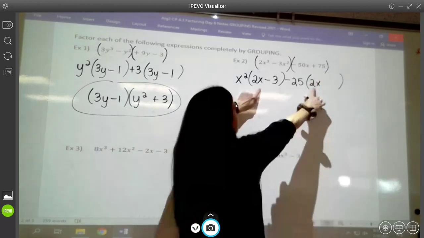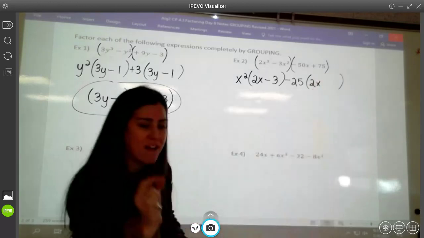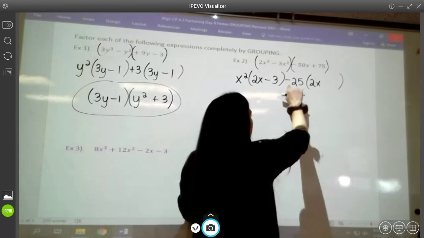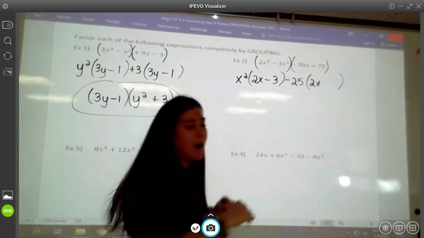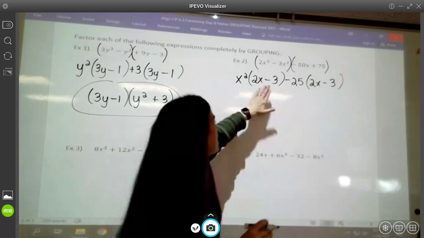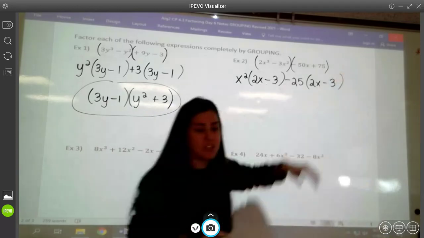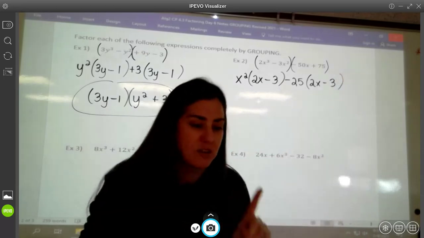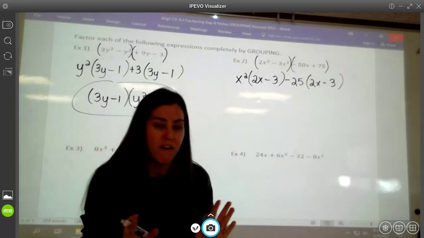And see how they're starting to match? I'm starting to end up with that matching factor. All right, negative 25 times what gets me back to positive 75, a minus 3. And you see how you ended up with that matching factor, that matching expression? That means factor by grouping worked. So now let's write our factors.